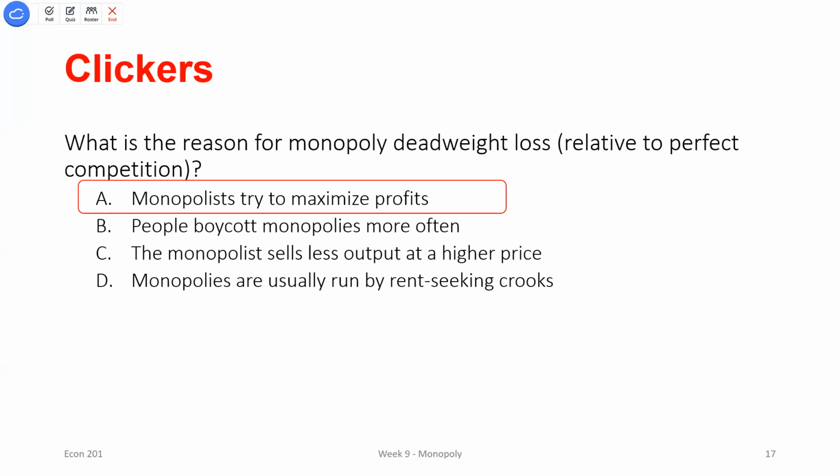The deadweight loss exists because the original thing that a firm is trying to do is maximize profits. So in order to maximize profits, they're choosing that quantity where marginal cost equals marginal revenue. For the monopolist, that just happens to be at a lower output than what is optimal for society. What's optimal for society is where total surplus is maximized.